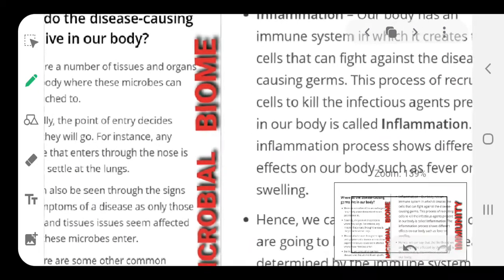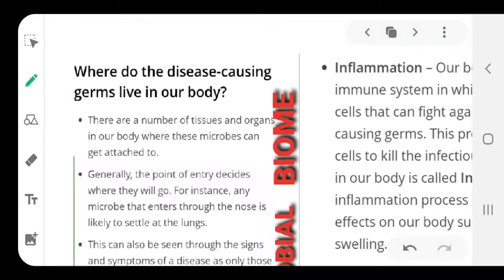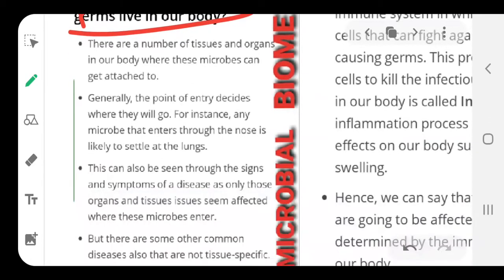Okay. Now, we want to know what happens when the disease-causing germs enter our body. So, when we are infected, what all keeps happening? Number one, the tissues and organs in our body where these microbes can get attached. There are a number of ways. We will read about them in detail, but here we only talk about two or three options.